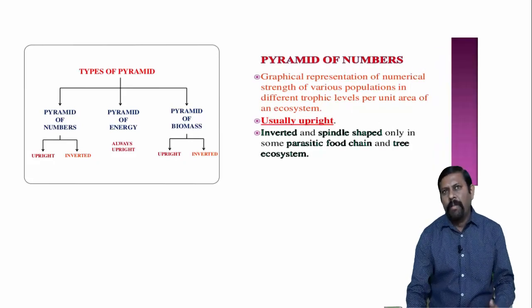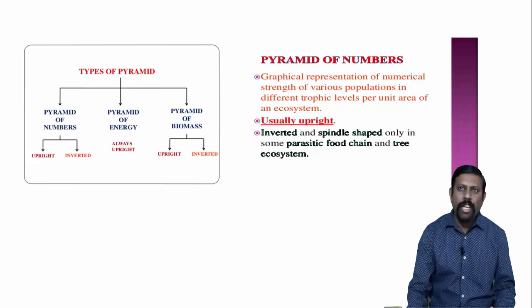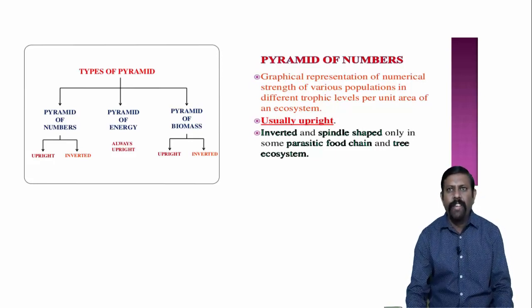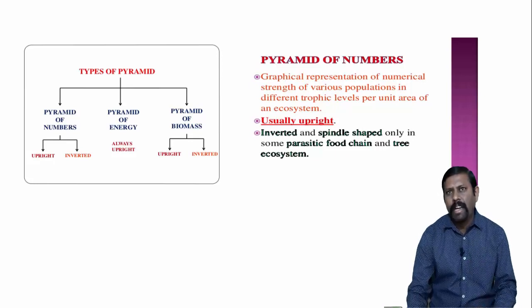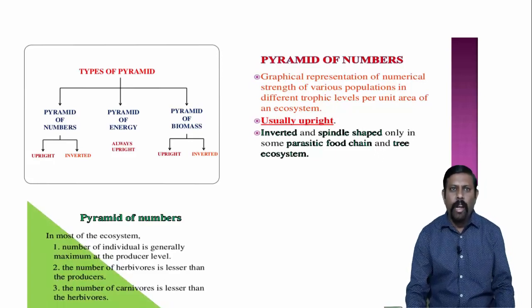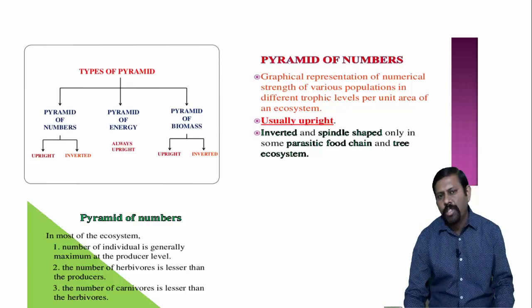The pyramid of numbers is a graphical representation of the numerical strength of various populations in different trophic levels per unit area of an ecosystem, usually upright, inverted, or spindle shaped, only in some parasite food chains and tree ecosystems. In most ecosystems, the number of individuals is generally maximum at the producer level.